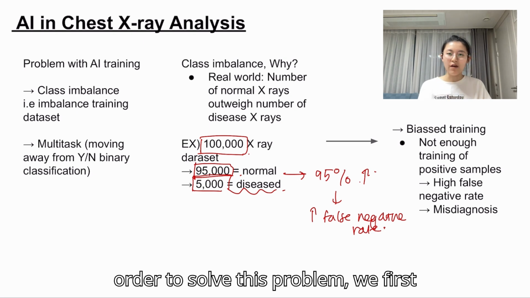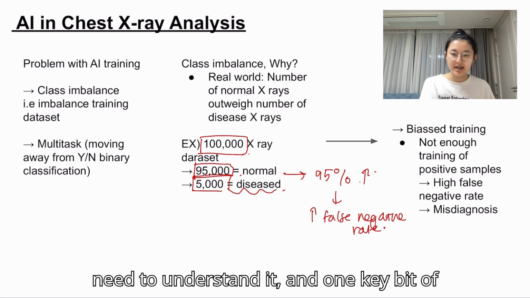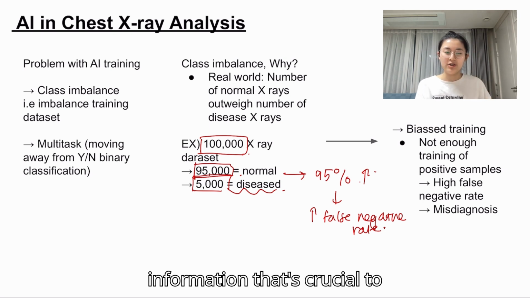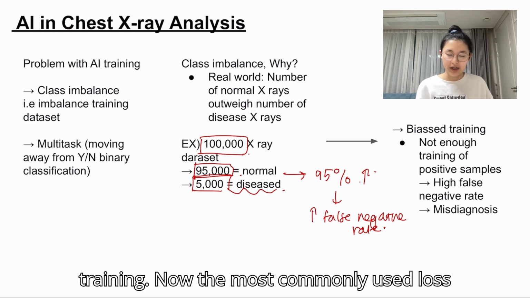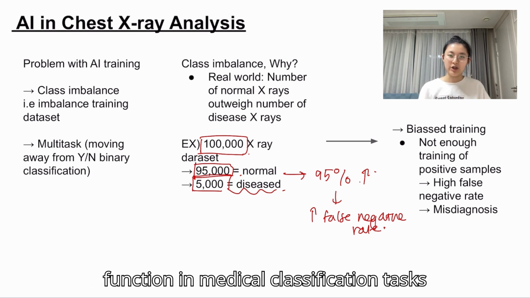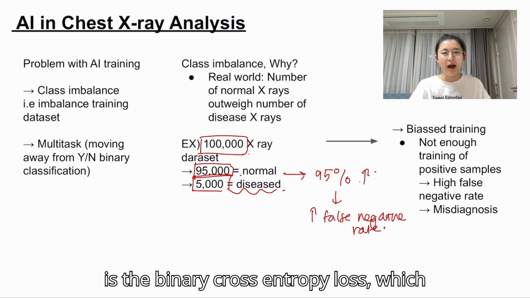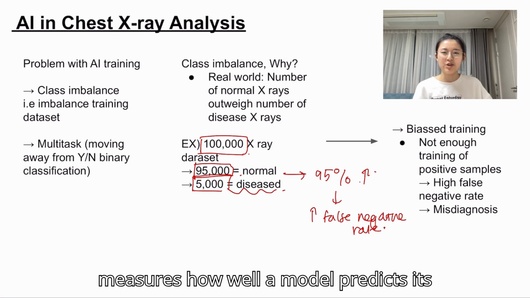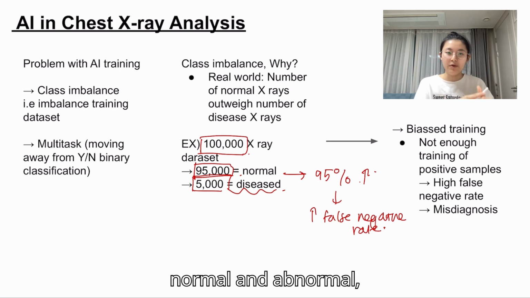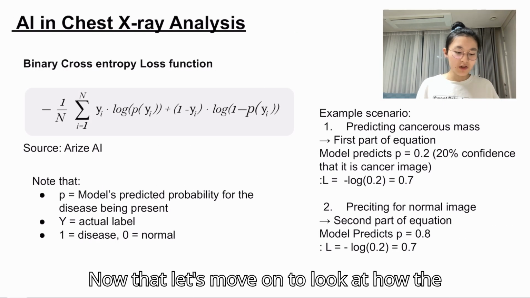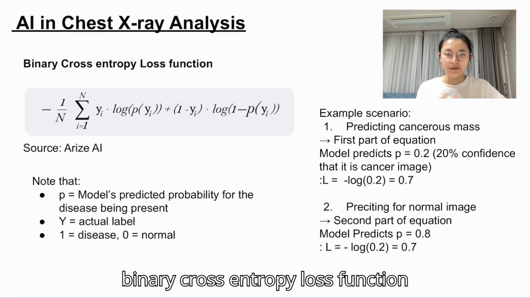Now, in order to solve this problem, we first need to understand it. And one key bit of information that's crucial to understanding the problem is the loss function, which is used in model training. Now, the most commonly used loss function in medical classification tasks is the binary cross-entropy loss, which measures how well a model predicts its probabilities for two classes, such as normal and abnormal. Now, let's move on to look at how the binary cross-entropy loss function actually works.